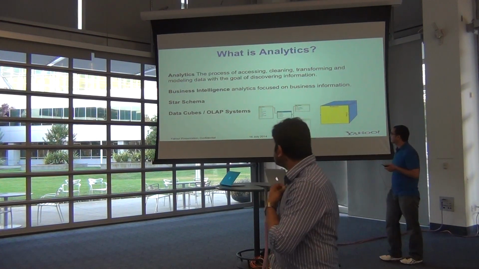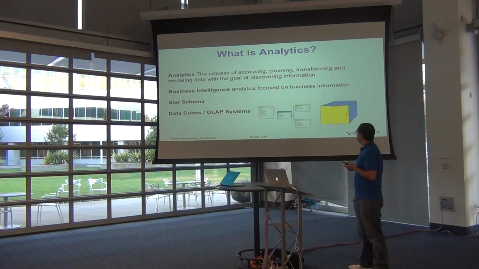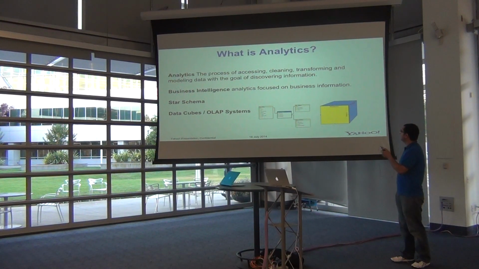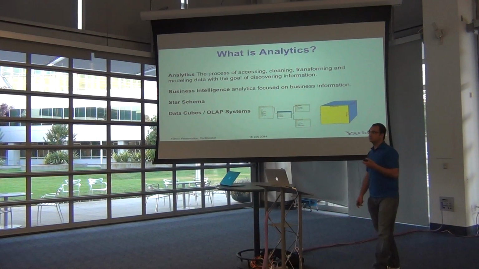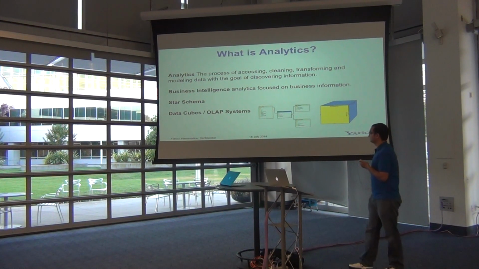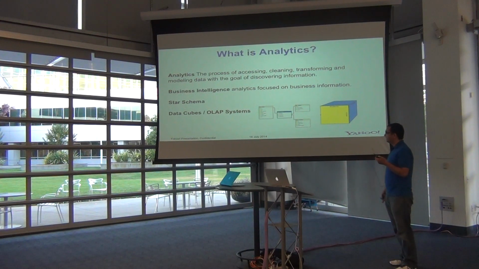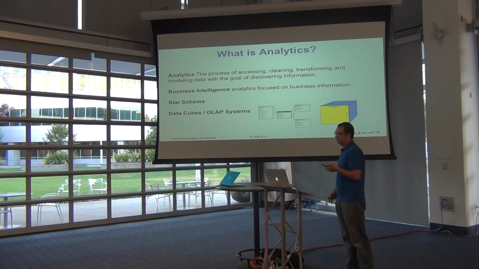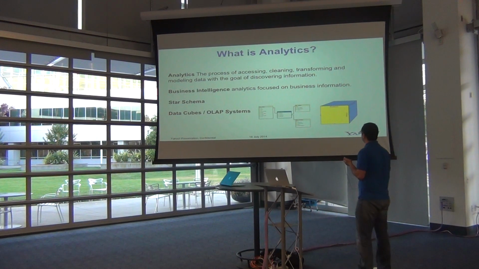You have probably heard about this star schema that's basically focused on denormalizing your data, looking at all your facts in one central table and all your dimensions in one to many relationships around this fact table. And usually the traditional tools use the concept of data cubes, which is essentially multi-dimensional. You can think of it as a multi-dimensional Excel sheet that you can just filter and slice and dice and do aggregations on.